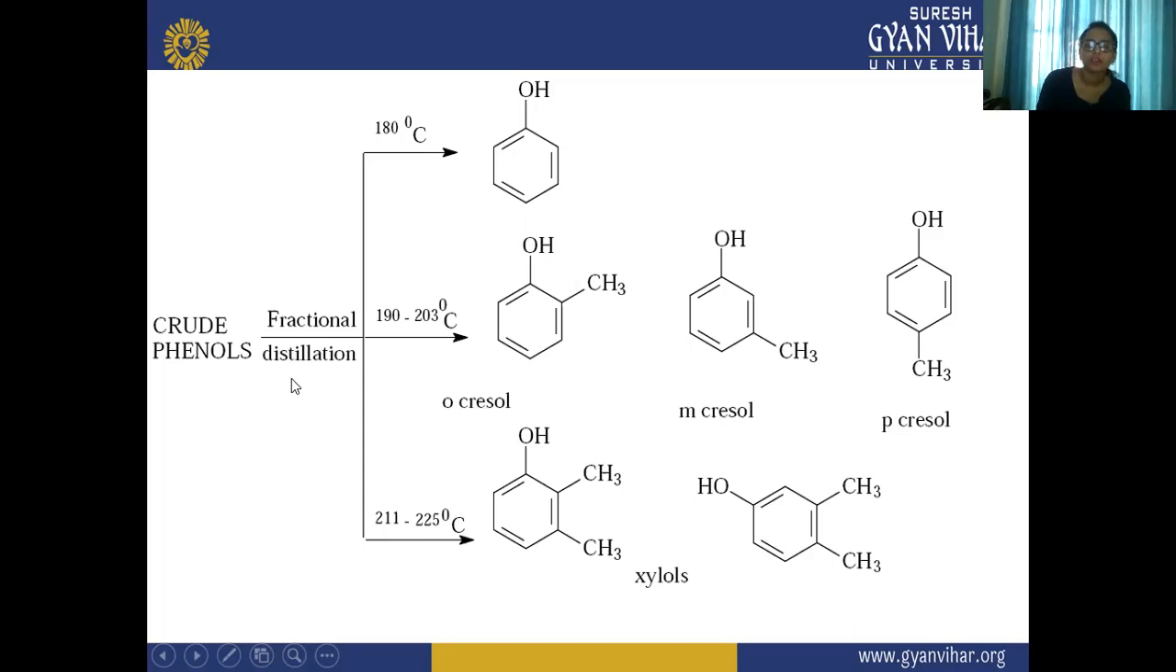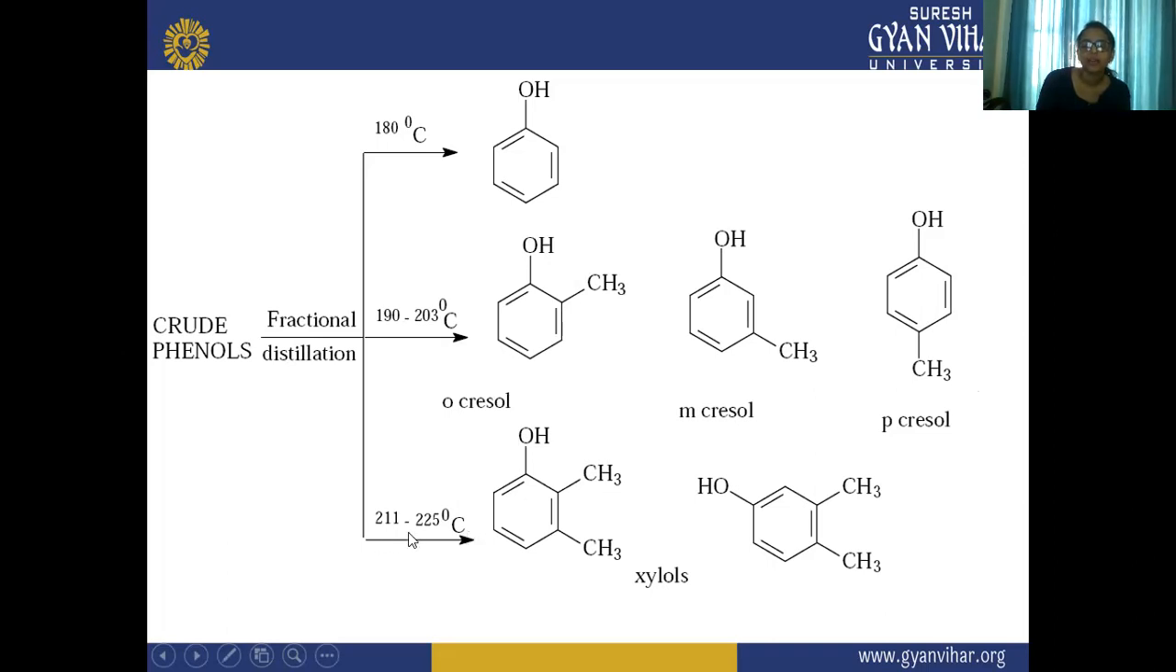So here, after the fractional distillation at 180 degrees centigrade, we are getting the phenol, and at 190 to 203 degrees centigrade, we are getting cresol. Cresol has a methyl group attached at the ortho position. So here, orthocresol, metacresol, and paracresol are obtained.